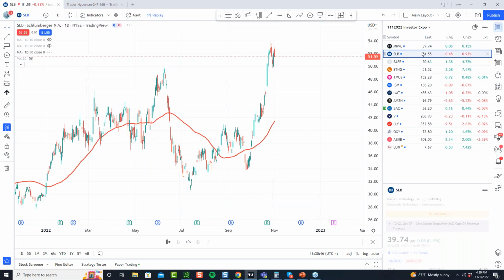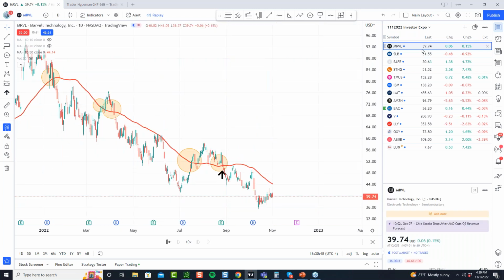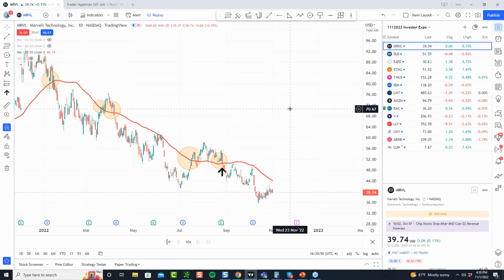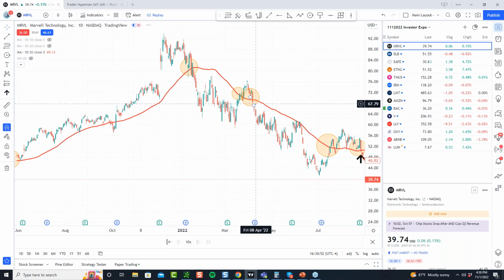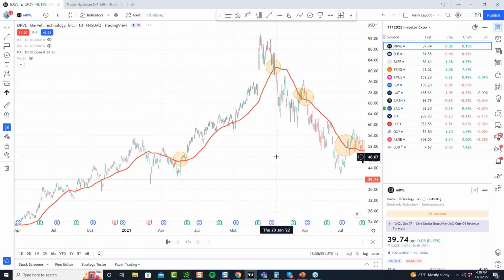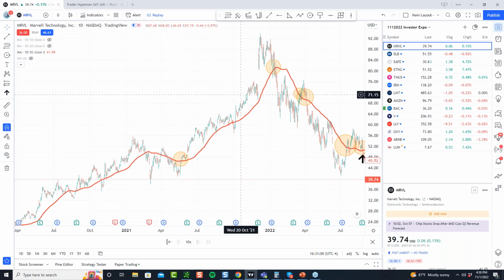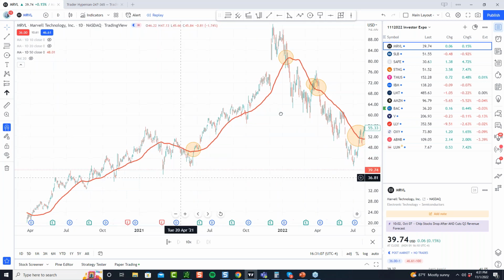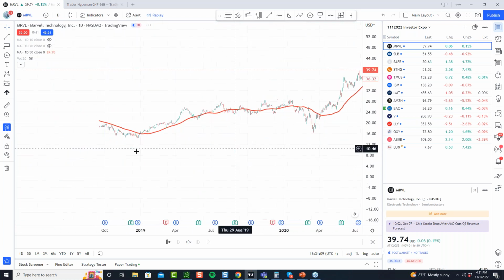Now, why do I know it's an uptrend or downtrend? Well, let's go to Marvell, right? It's in a downtrend. Just go back and see how the market reacts depending upon which side of that 50-day moving average I'm on. Anytime I'm above it, you see how we're making higher highs and higher lows, creating an uptrend. When we're below it, we're creating new lows. You can go back as far as the charts go and just keep reading it.